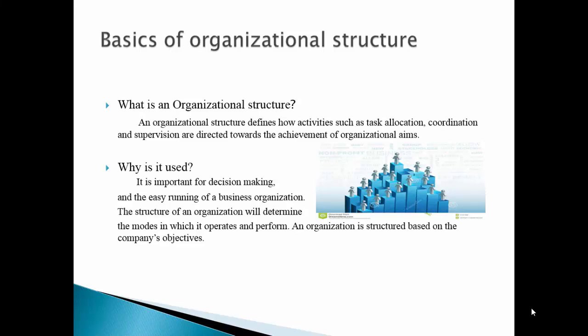So what is an organizational structure? An organizational structure defines how activities such as task allocation, coordination, and supervision are directed towards the achievement of organizational aims. It allows the expressed allocation of responsibilities for different functions and processes to different entities such as the branch, department, individual, and work group.